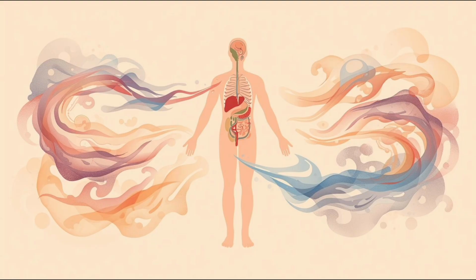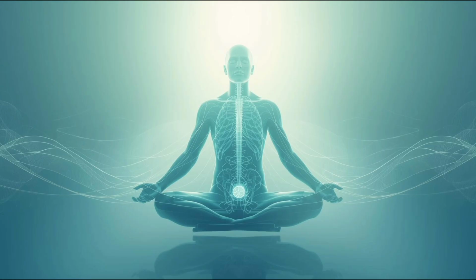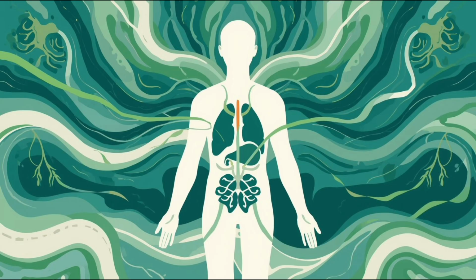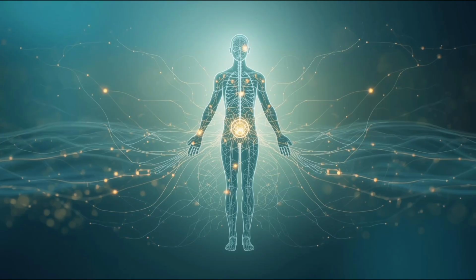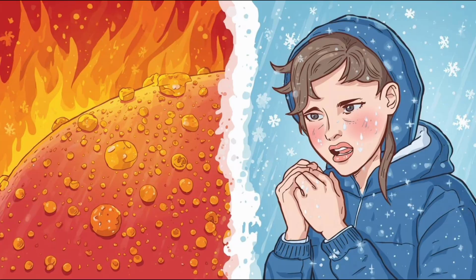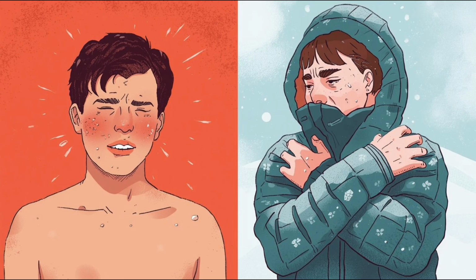This brings us to homeostasis, another key feature of life. Homeostasis is the ability of an organism to maintain a stable internal environment, even when the external environment changes. Your body temperature stays within a narrow range. When it's hot, you sweat. When it's cold, you shiver.